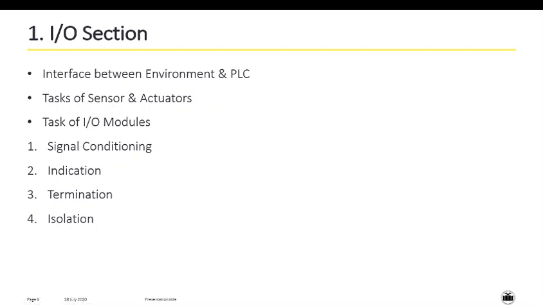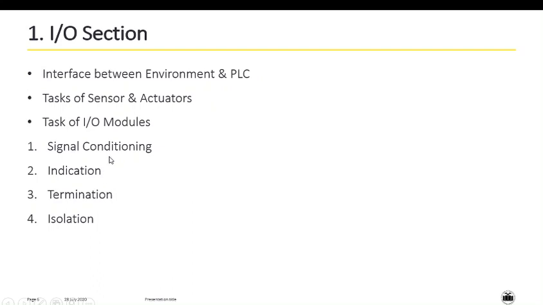Sensor senses the signal, and actuators give output in a physical format. So which are the major tasks which are performed by the sensors, actuators, and input module and output module? Basically four kinds of operations are done on this particular signal. First one is the signal conditioning.